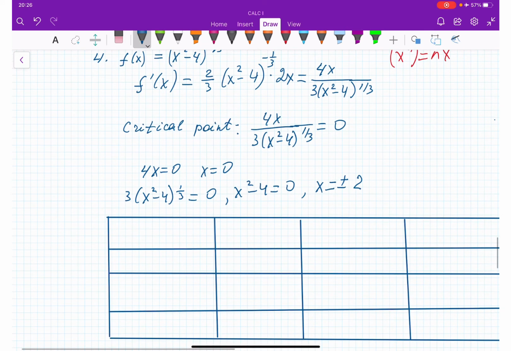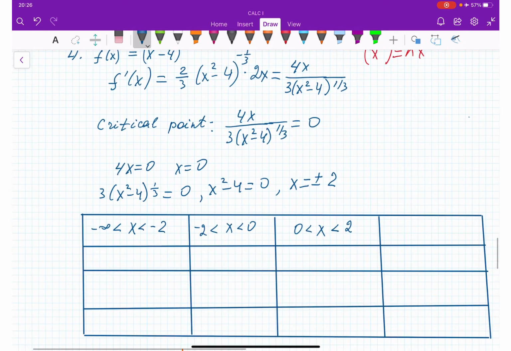Let's identify the intervals. The first one, x is greater than negative infinity and less than negative 2. The second one is going to be greater than negative 2 and less than 0, right? The third one is going to be greater than 0 and less than positive 2. And the fourth one, x is going to be greater than positive 2 and less than infinity, right? Negative 2, 0, positive 2, intervals 1, 2, 3, and 4.